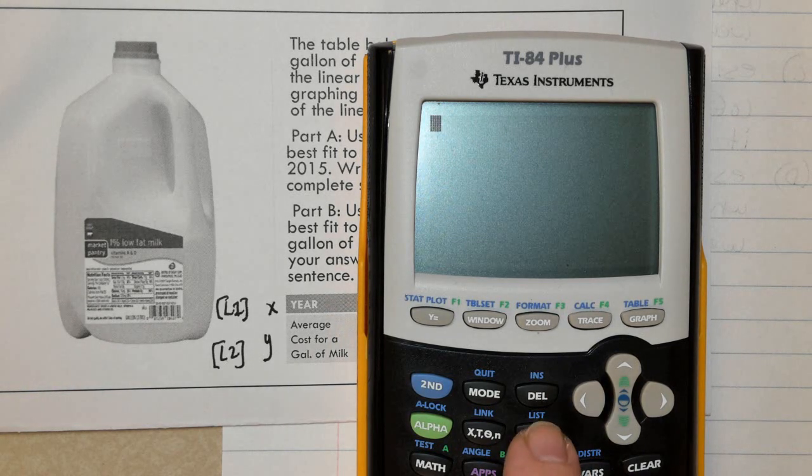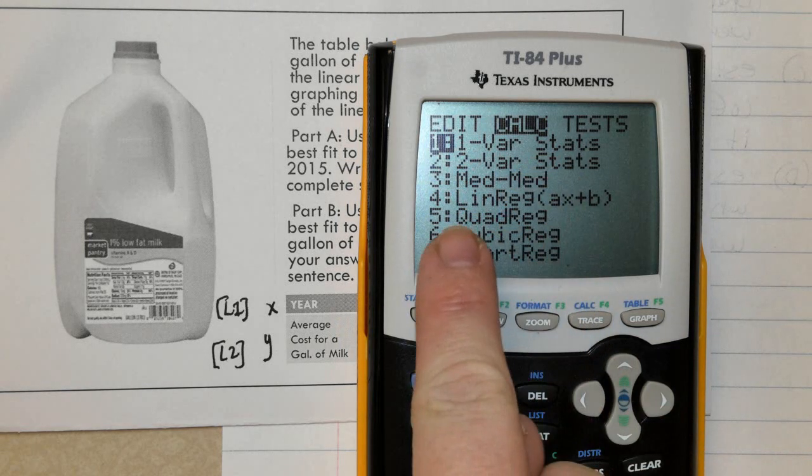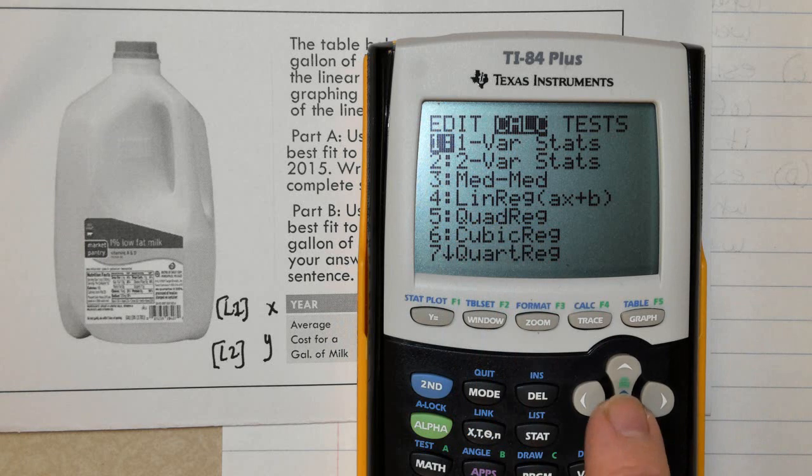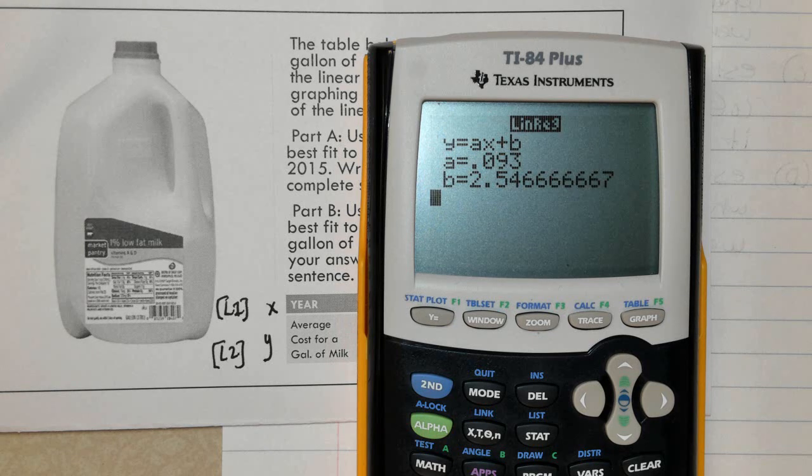So hit the button that says Stat and go to Calculate. Go down to Linear Regression, which is number 4. Most of you can just press Enter twice. Since I have a newer modeled calculator, I need to continue to press Enter until I get to Calculate. We should have the exact same answer.